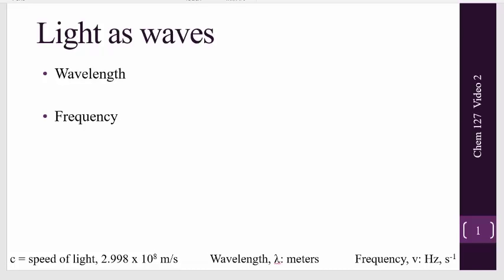So we've talked about light in class, and we know that light exists as waves. We can draw a wave here. And the wavelength of that light would be the distance between two peaks or two identical parts of the light. We measure wavelength in meters, and we give it the symbol of lambda in our equations.